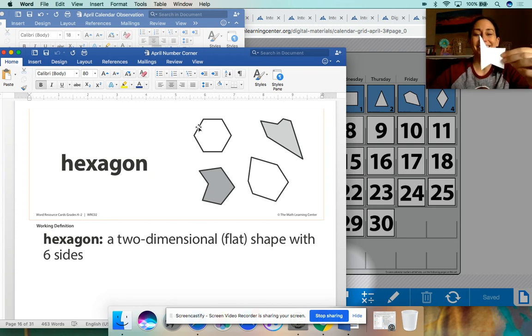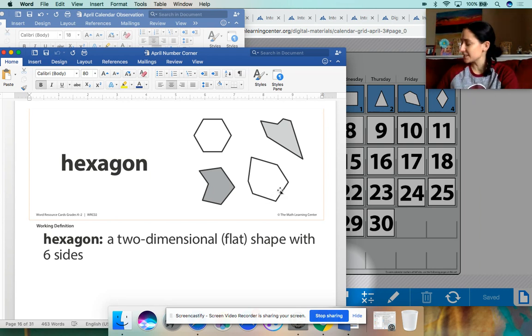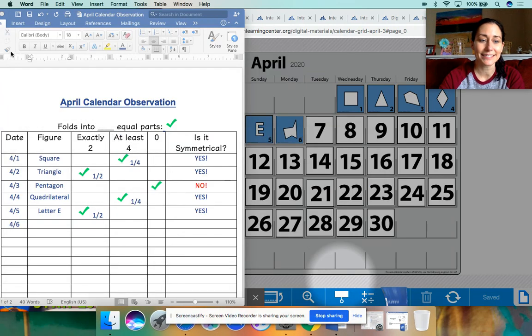1, 2, 3, 4, 5, 6. This does have six sides, so it is actually a hexagon. Just like all these other shapes here, we have hexagons here. They are all hexagons because they all have six sides. So let me minimize this here. And I'm going to write hexagon for our name of the figure.